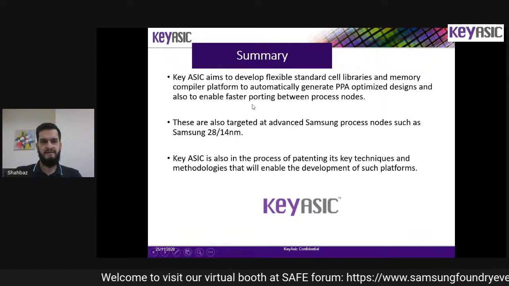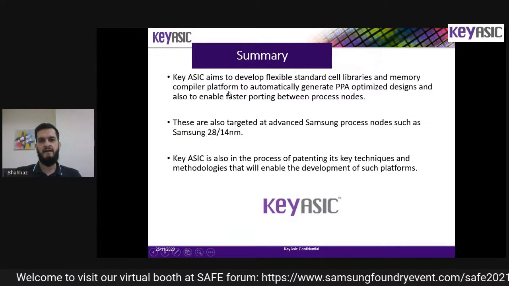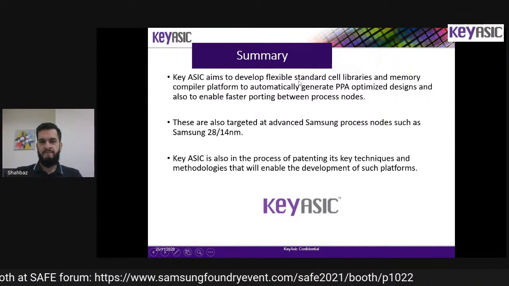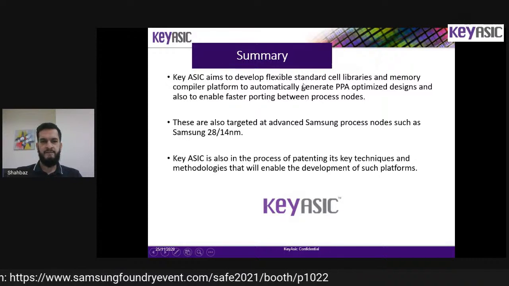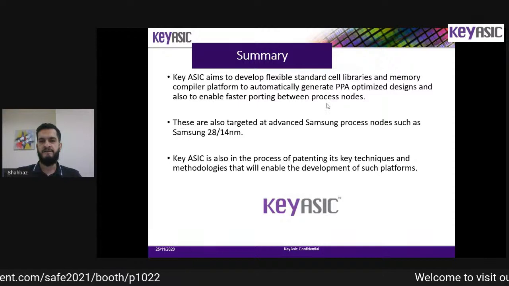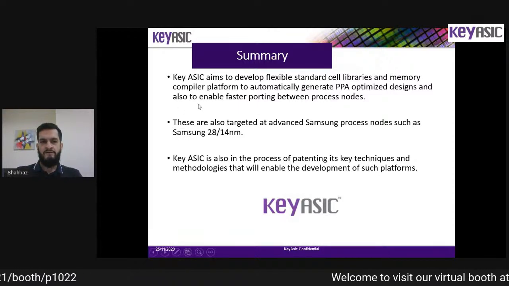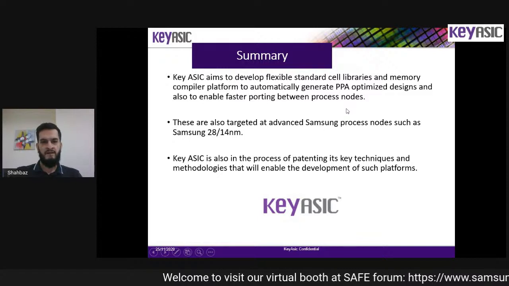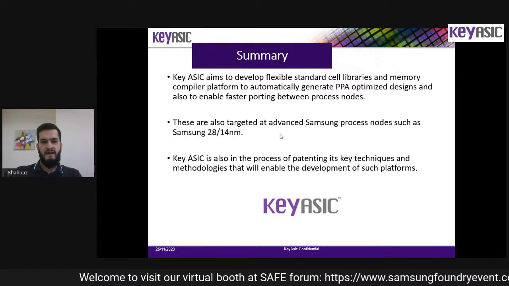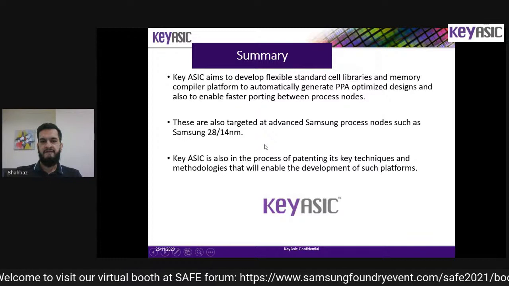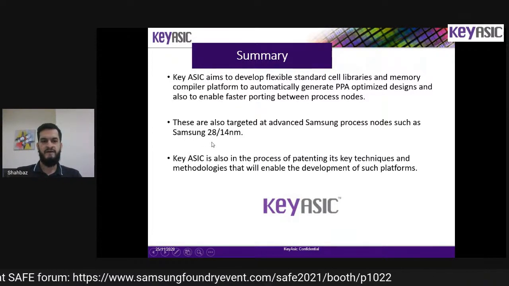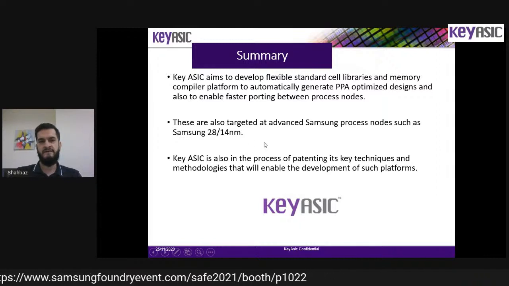So to summarize the libraries and memory compiler topic, KeyASIC aims to develop flexible standard cell libraries and a memory compiler platform to automatically generate PPA optimized designs and also to enable faster porting between process nodes, right? So this is the main vision. And these are also targeted at advanced Samsung process nodes, such as Samsung 28 and 14 nanometer technologies, right?